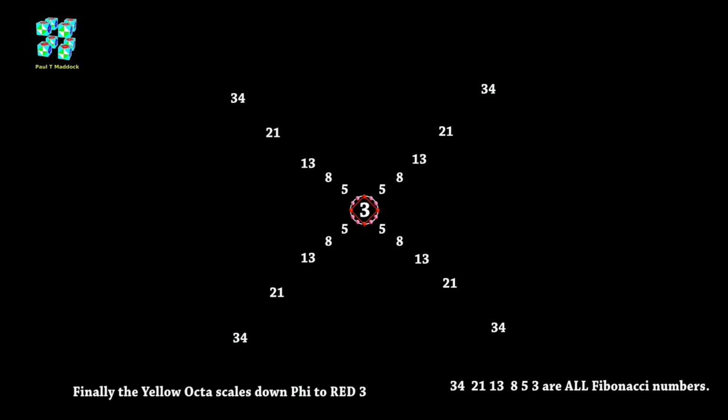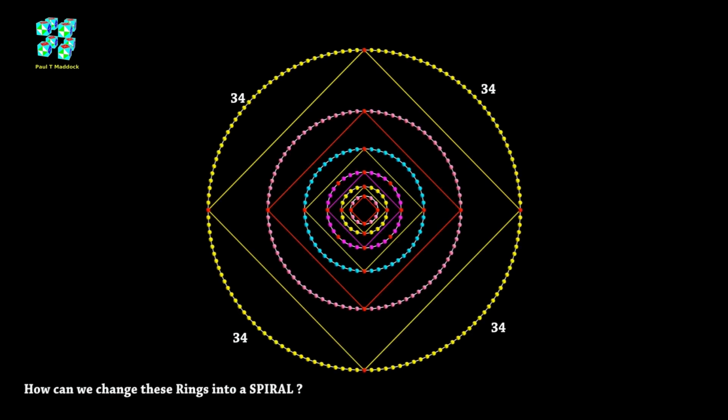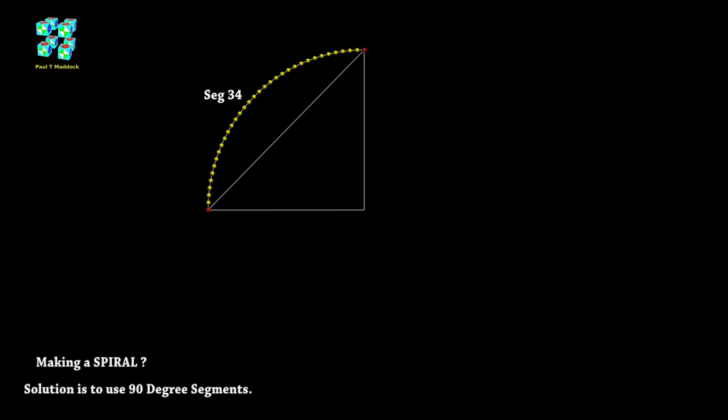Okay, let's go back to the full set of squares again. So the problem is, can we change this arrangement into a spiral? I think I found the solution. The way around this is to make arc segments.